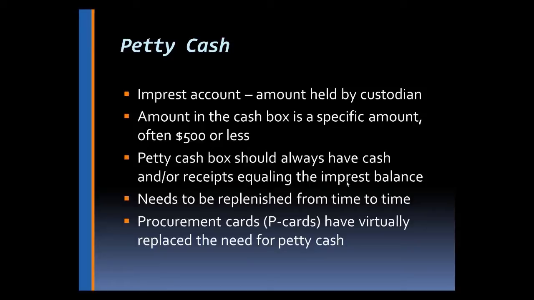Petty cash boxes have pretty much been replaced in recent times by procurement cards, known as P-cards. So rather than having the cash available, there is a credit card that can be used to make small purchases, and then the credit card is turned in to be paid by the accounting function, and the individual managing the procurement card is responsible for making sure that the items purchased on it are correct and specific.